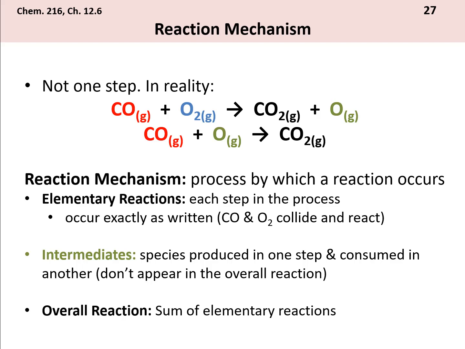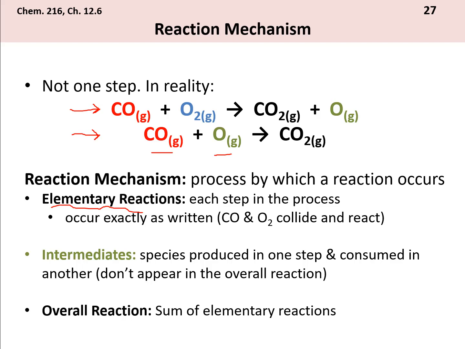So the reaction mechanism is the process by which the reaction occurs, right? And each step in that reaction we can call an elementary reaction, okay? And the thing is that with elementary reactions, they occur exactly as written, right? So in this case, a CO and O2 actually collide in order for there to be a reaction. Here, a CO and an O atom actually collide, okay?